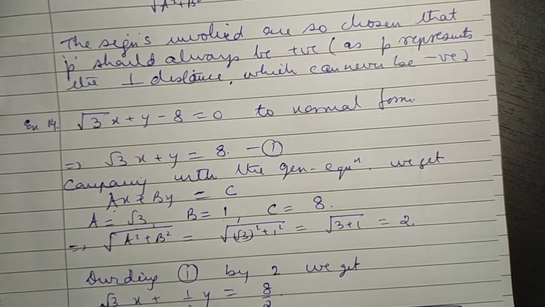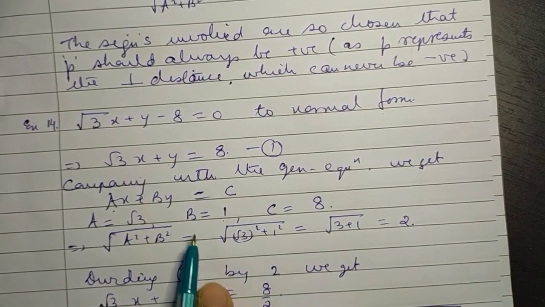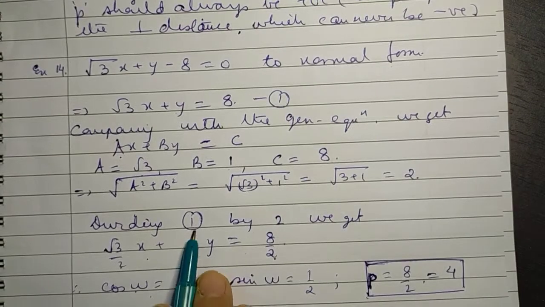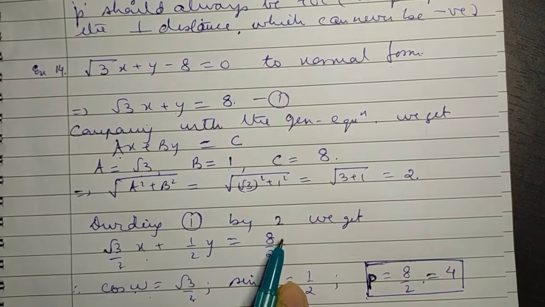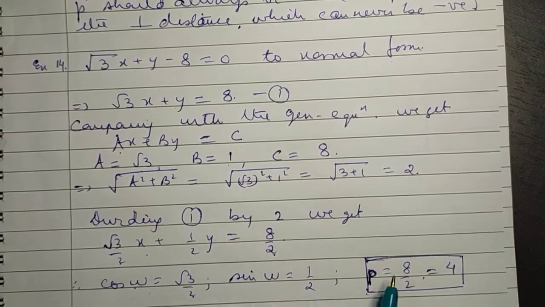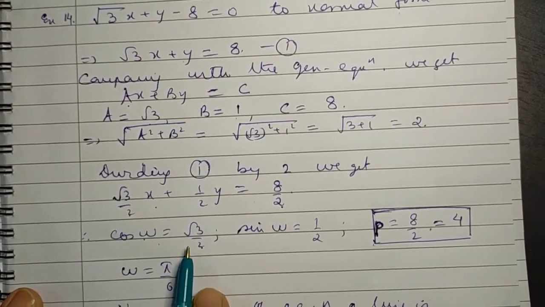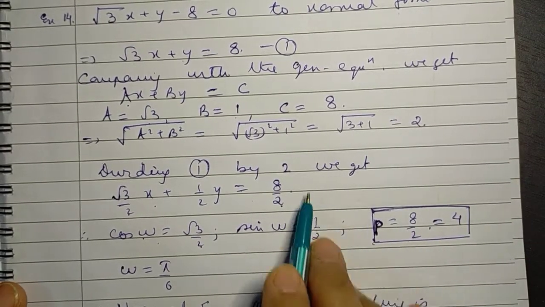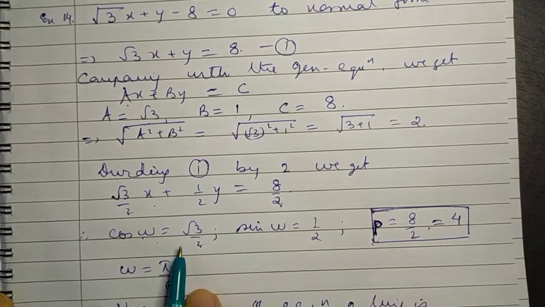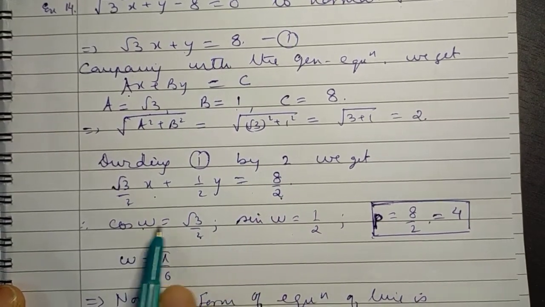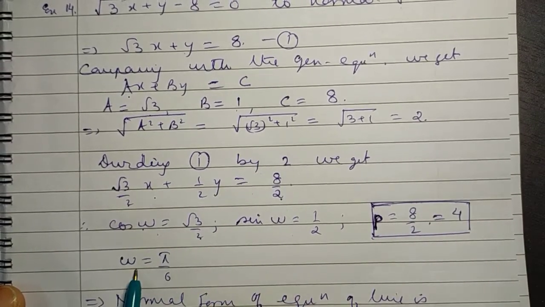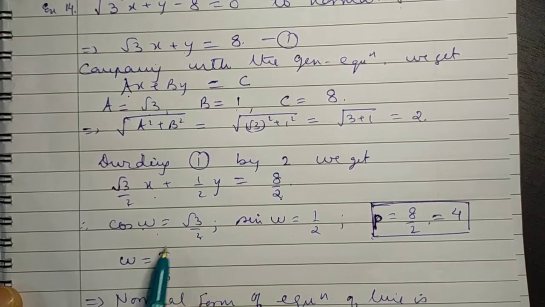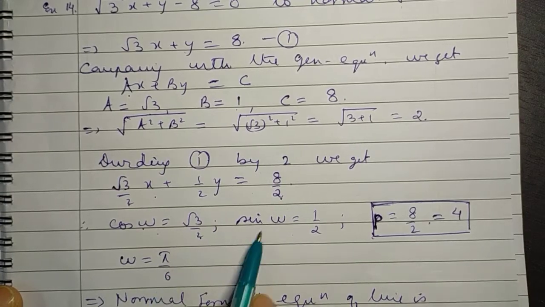You get root 3 by 2, which is actually the value of cos omega, root 3 by 2 x plus half y. This half is the value of sin omega, is equal to 8 by 2. This 8 by 2 is the value of p. So we get cos omega equal to root 3 by 2, sin omega equal to half, p is equal to 8 by 2, which gives you 4. So the first part is done, that is the right hand side we have solved. Now omega has to be so chosen that it satisfies both these values, and clearly omega will be 30 degrees, which is pi by 6. So once you find omega equal to pi by 6, it satisfies both the values.